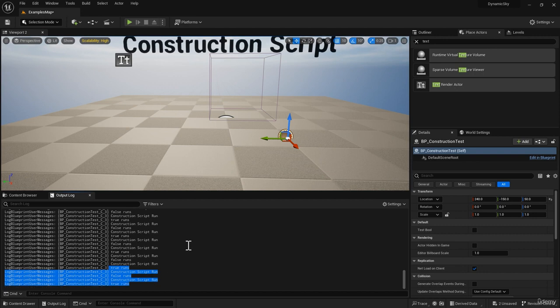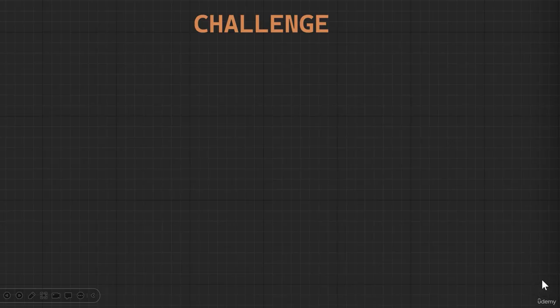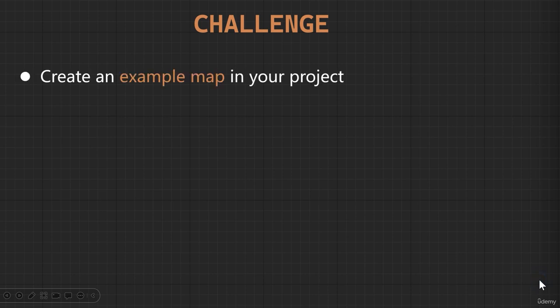And that's great. Understanding this, knowing how to expose variables to the details panel is crucial for developing our Sky system. And it's time for a challenge. So our challenge is, same as I did, I'd like you to create an example map in your project. Later, we'll need to place in a lot of different examples inside of this map.